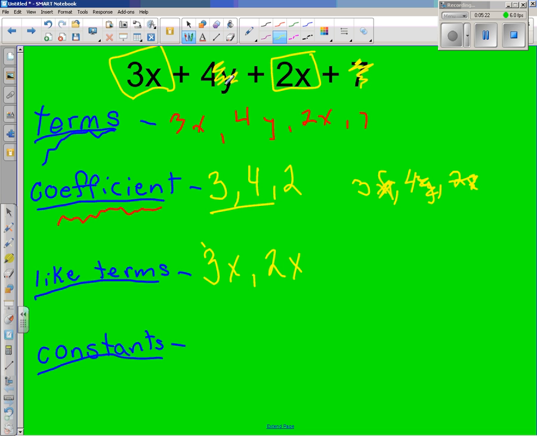There is nothing that pairs up with this 4y. There's no other y term. And there's nothing that pairs up with this 7. There's no other plain old number term.